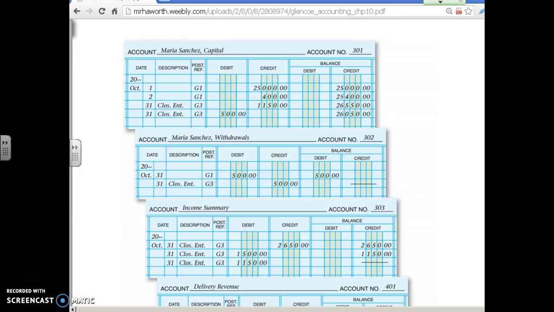This is what it's going to look like. The capital account, anything that is posted as a closing entry is noted in the description in the ledger as a closing entry so that we know that it is the end of the accounting period. And we have those listed there for Maria Sanchez Capital, and we have it listed for Maria Sanchez withdrawals showing the zero balance, right here. Same thing for income summary. Here are all of the transactions that took place, impacted the income summary account, and then finally showing that it is zeroed out.